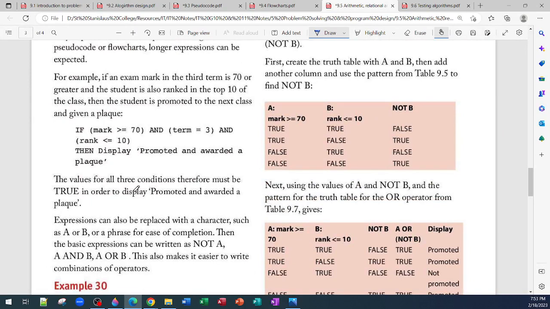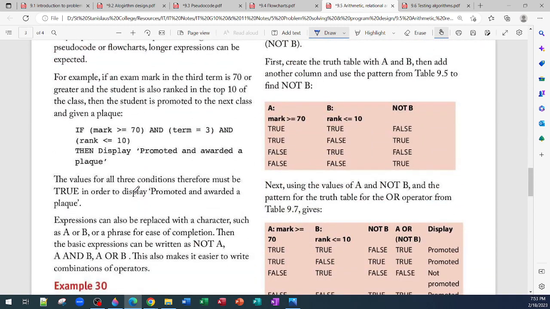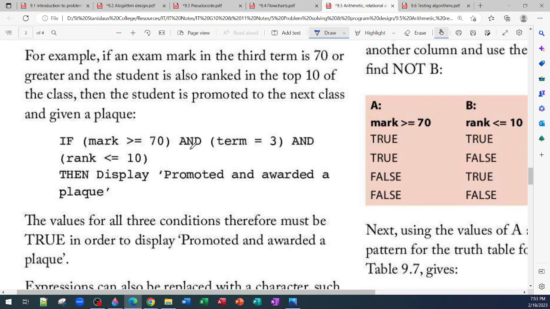So let's look at an example as to how they are being used. Look at this example here. This might give you an idea of a real world situation. So this is your logic operator here, and now you have: if mark is greater than 70. Now remember, this is a test. This is a question. So remember, it's either true or false. Same for over here. Is term equal to 3? Is that true or false? And we actually have another one here.